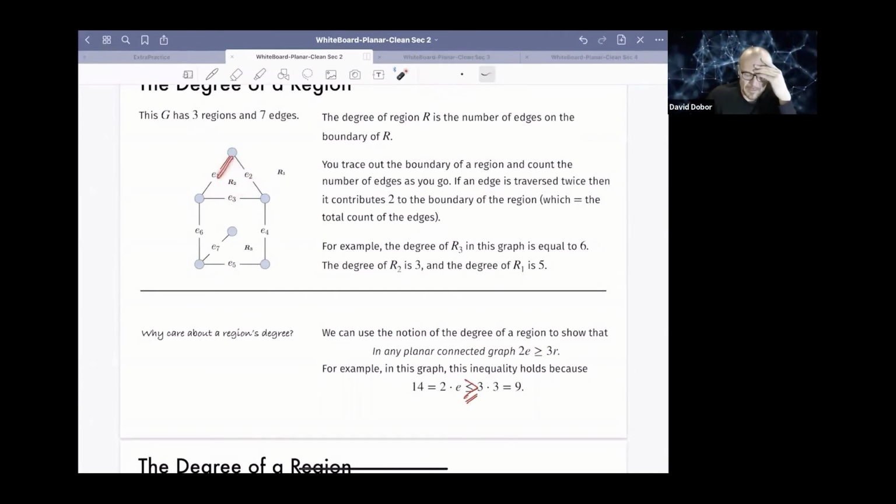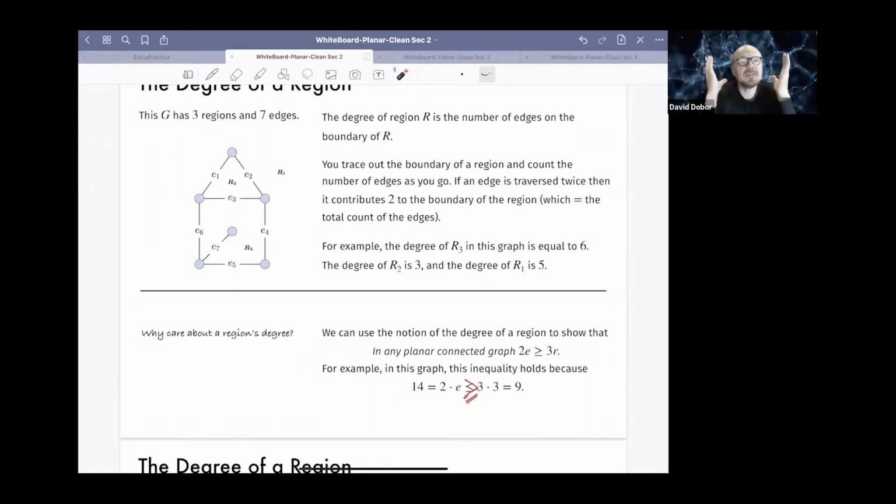The degree of this region is 3, because when I traverse these 3 edges, I have enclosed this region completely. This R2 region is completely enclosed. When I traverse those 3 edges, I close that circuit, and I enclose that region completely. How about R1? What is the degree of R1? So again, the degree is the number of edges I need to traverse in order to encircle a region.